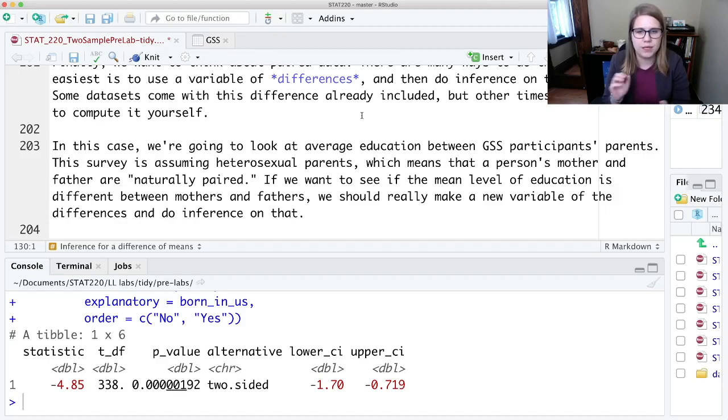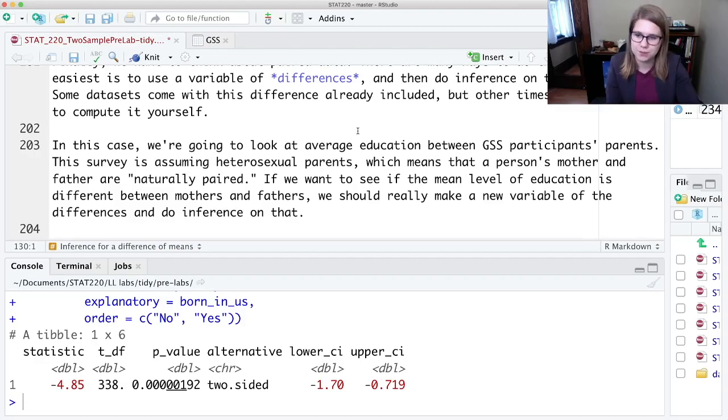So that's the thing that I'm going to do inference on here. I want to know if the mean level of education is different between mothers and fathers. I could have done it as separate samples, mother's education and then father's education. But instead I'm going to combine that into one variable, the difference, and then do inference on that. In this case, it probably makes more sense to do the pairing because there are ways that people pair up into romantic partnerships that might mean that higher education people end up together, or maybe not. So we'll see how that goes.